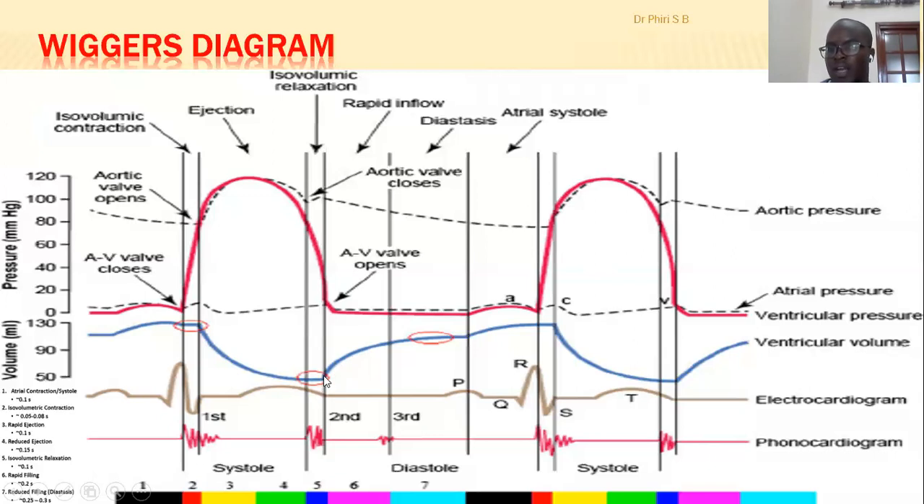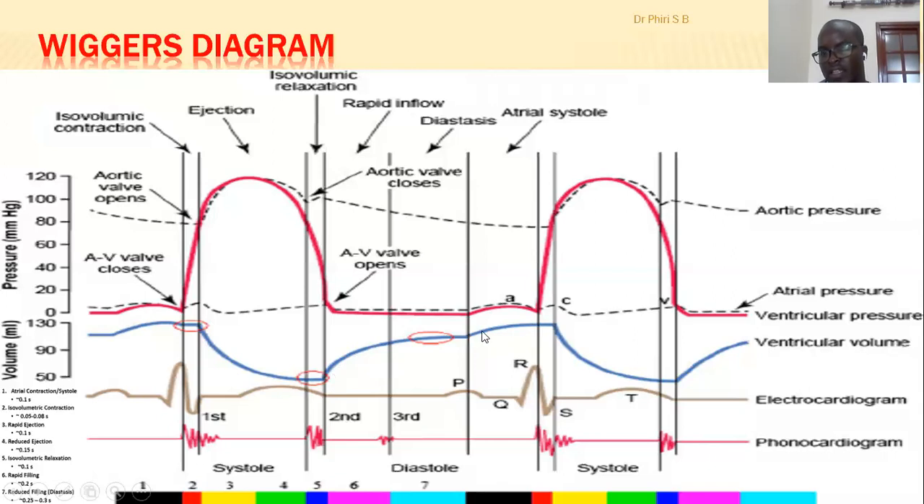So you have the rapid filling phase, then later on you have the reduced filling phase. During rapid filling, about 70% of blood is moving into the ventricles, and then you have the reduced filling phase of about 10%. Then after that, you have the atrial contraction that will add the other 20%.